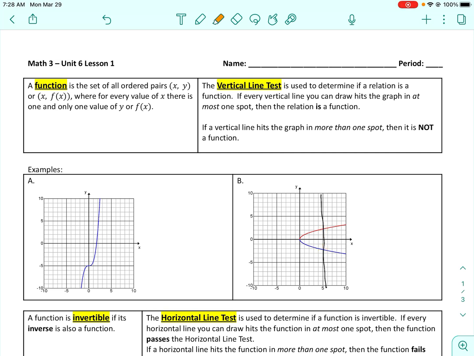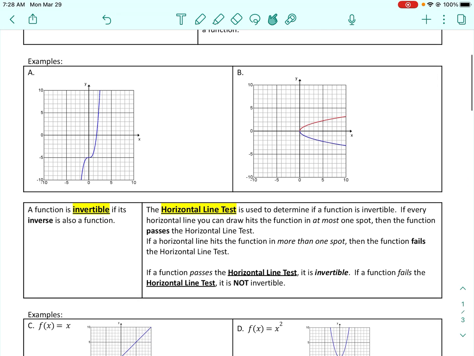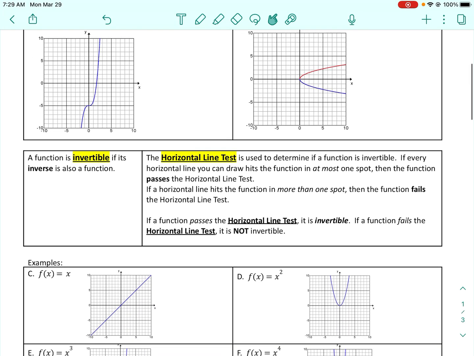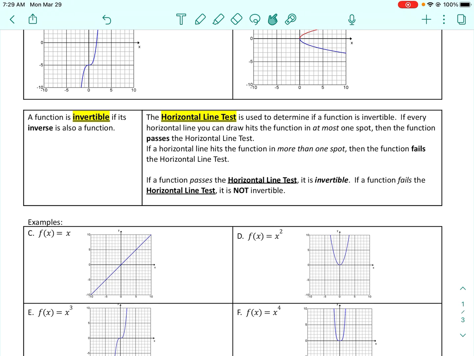Now, today's lesson is mostly on invertibility. So what we're asking is, is a function invertible? That's just finding the inverse of a function. The way to do this is the horizontal line test. It's the exact same idea as the vertical line test, except that we're doing it horizontally. If a function passes the horizontal line test, then it is invertible. If it fails the horizontal line test, it is non-invertible.